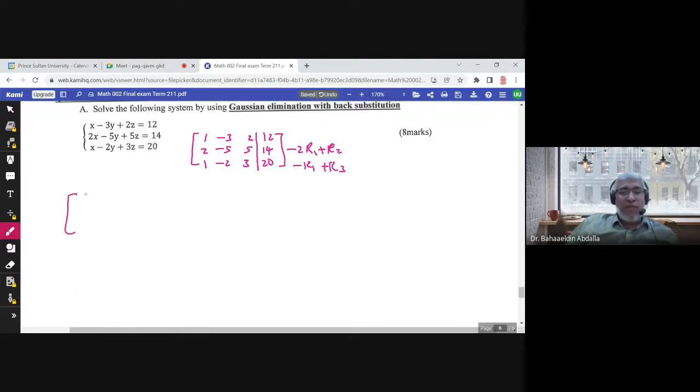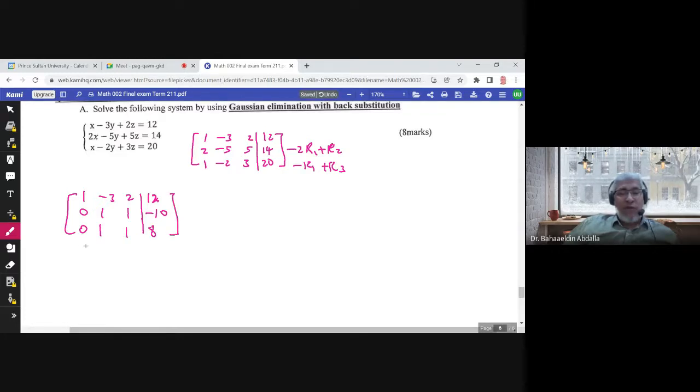And the new matrix would be, the first row is not going to change. And now negative 2 plus 2 is 0. Negative 2 times negative 3 is 6. 6 minus 5 is 1. Negative 4 plus 5 is 1. Negative 24 plus 14 is negative 10. Negative 1 plus 1 is 0. 3 minus 2 is 1. Negative 2 plus 3 is 1. Negative 14 plus 20 is 6... negative 12 plus 20 is 8.